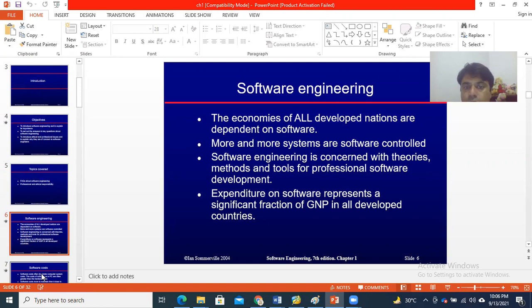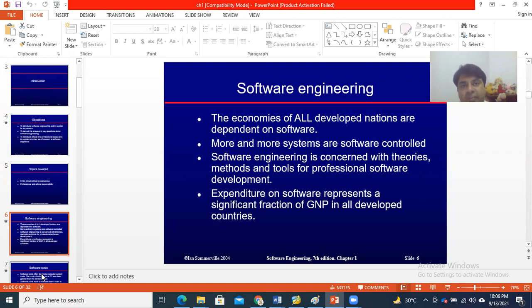If you look towards the importance of software engineering, the first thing which supports it is that the economies of all developed nations are dependent on software. If we look around at the countries which are developed nations, we will find that they are more reliant on the use of software.